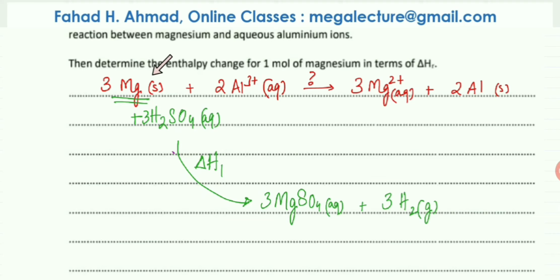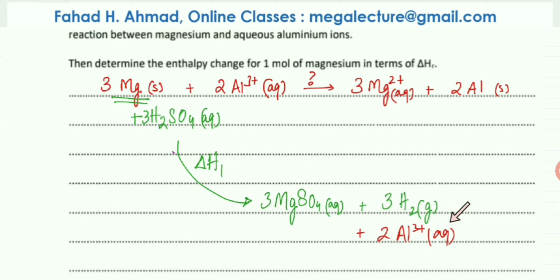It's always the solid metal magnesium that is going to react with sulfuric acid, not the ions. So this aluminium ion, aqueous, will be written as it is. I've brought it down. It's not taking part in the reaction. So if it's present in the reactants, it should be in the products as it is. It's not taking part in the reaction.